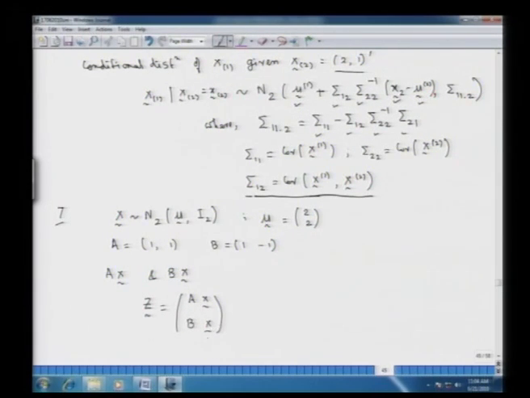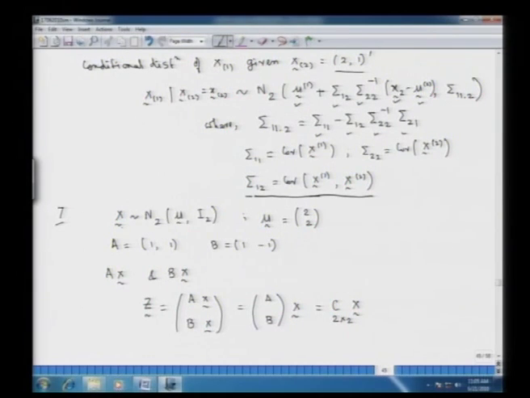Now what is going to be the distribution of this particular Z vector? Now we can write this as [A; B] times this X vector. So this is some C matrix. Now what is the order of this C matrix? A is 1 by 2, B is 1 by 2, and hence this is a 2 by 2 matrix, C times X, right.